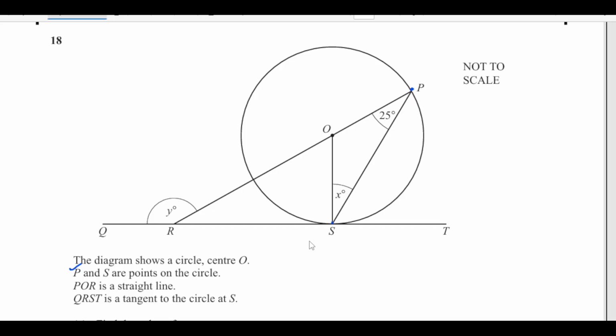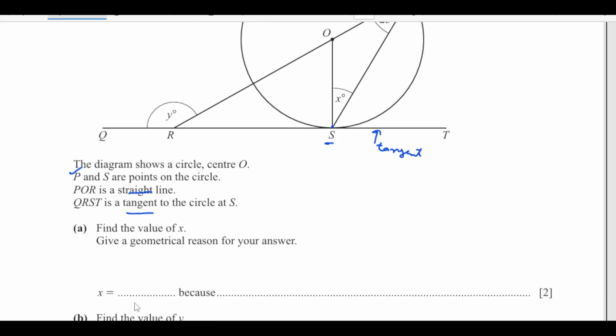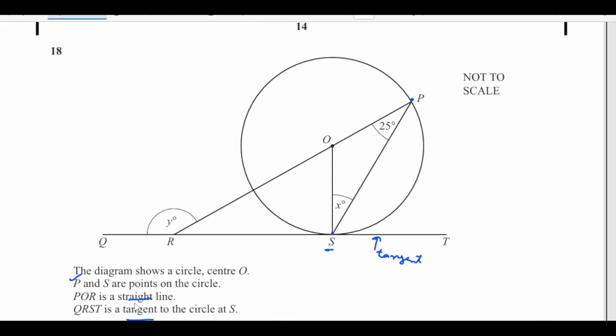Q R S T is a tangent. So, there is one straight line and this one is a tangent here. So, this is the tangent. Now, find the value of x, and give your geometrical reason for your answer. So, we are looking for basically x. This is very simple here.